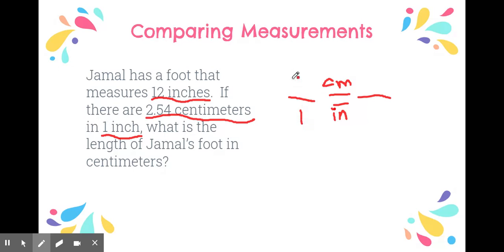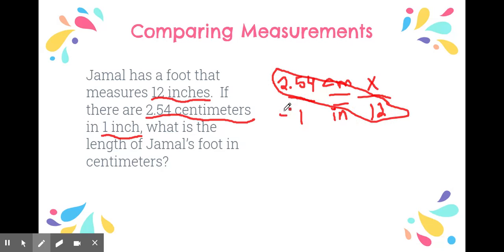So that is one comparison over here on the left side, because these relate to each other. And then we know his foot measures 12 inches, and we want to know how long in centimeters his foot is. So that's what we have here. So we multiply and then divide. Here I'm only going to have to multiply because dividing by 1 gives me the same answer. So I'm going to do 2.54 times 12.